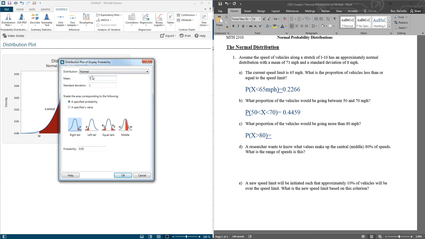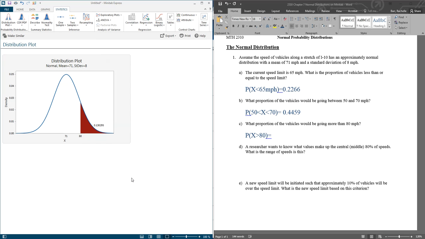Don't forget to put in your correct mean and standard deviation. I'm specifying an x value again, and I want things to the right, which is the default, of 80. So once again, make sure you put in your mean and standard deviation, place yourself on x value since that's what you know. You're always giving the computer what you know and asking it to return what you don't know. And then make sure your x value is 80.